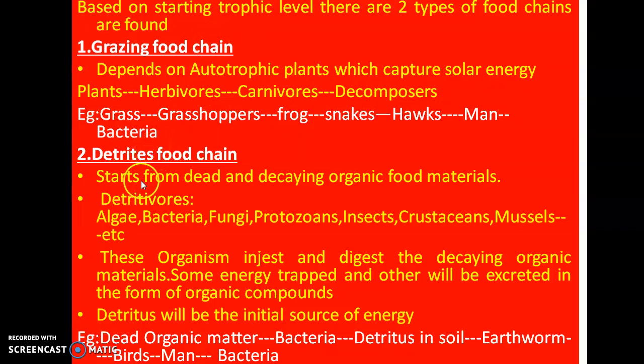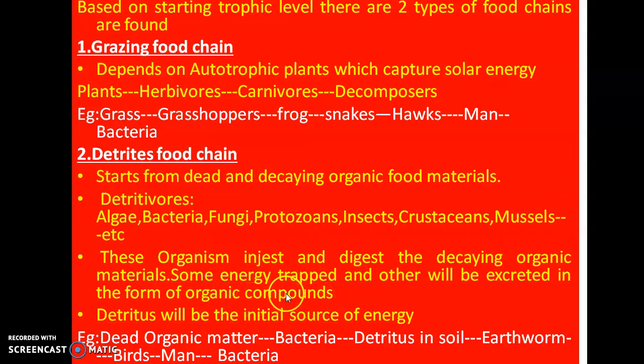Then comes the detritus food chain. Here it starts from dead and decaying organic food materials. This detritus food chain is carried out by specialized organisms called detritivores. They include algae, bacteria, fungi, protozoans, insects, crustaceans, mussels, etc. These organisms ingest and digest the decaying organic materials. During this eating and being eaten process, only some amount of energy is trapped and the rest is excreted in the form of organic compounds.